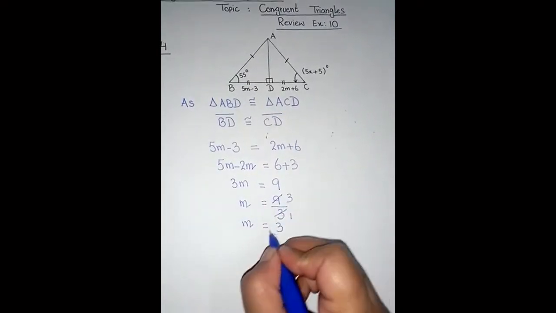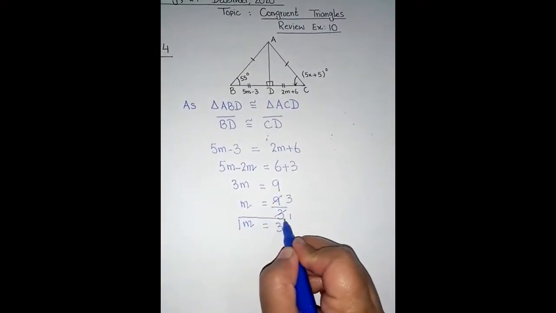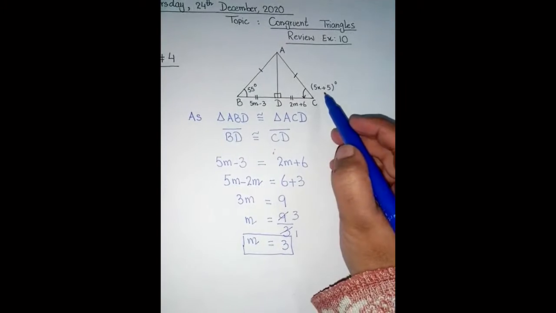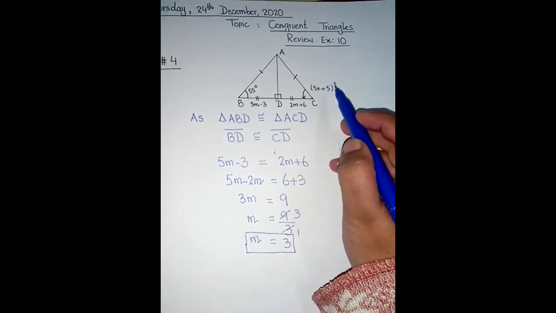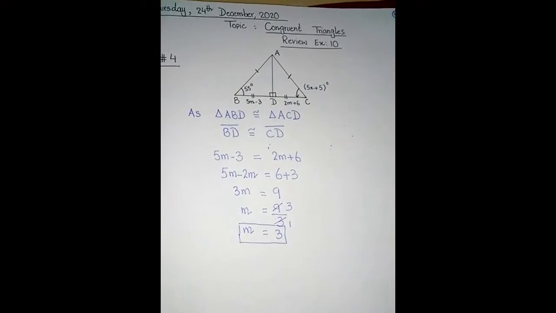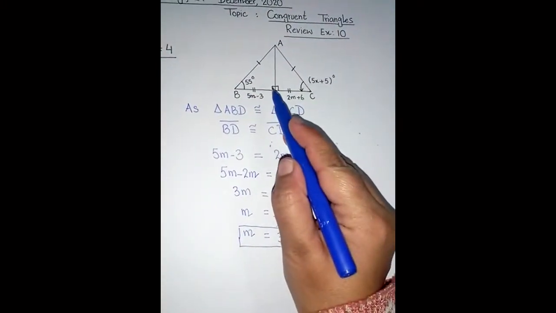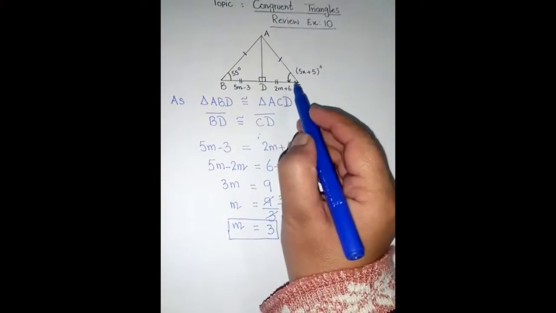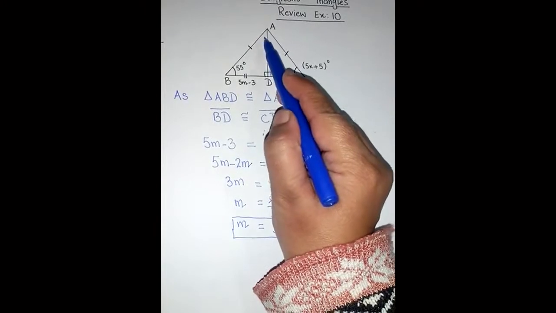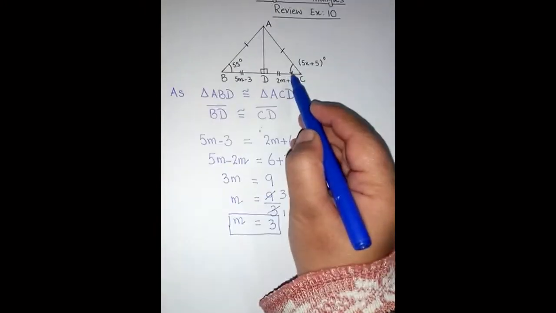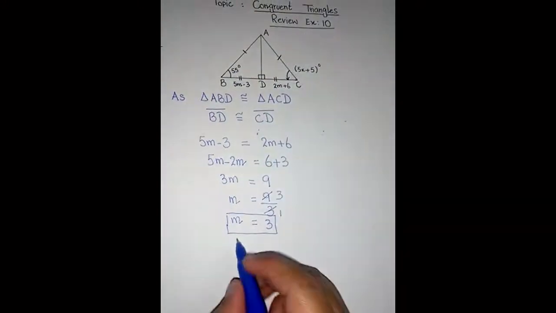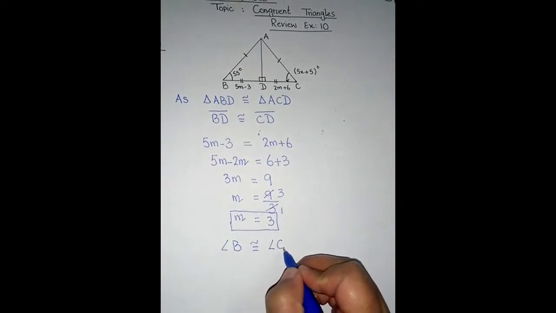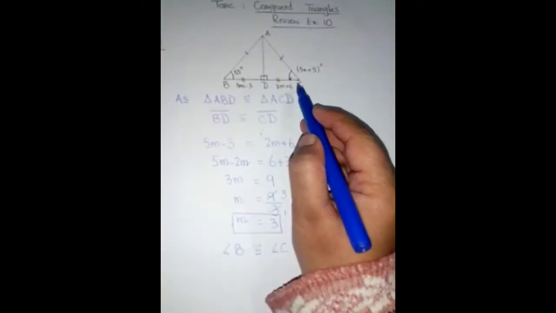Cancellation. So the value of m is 3. Clear? Now if you see, the second variable is x, and x is representing an angle. So here you can see the angle D is common in both triangles. It is 90 degree. So angle A is common in both triangles. So angle C is congruent to angle B. Right? Angle B is congruent to angle C.